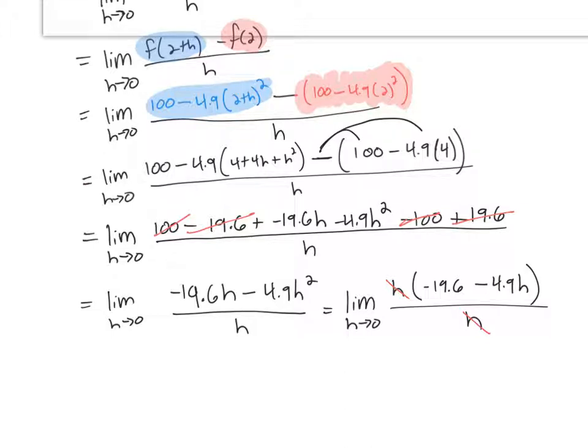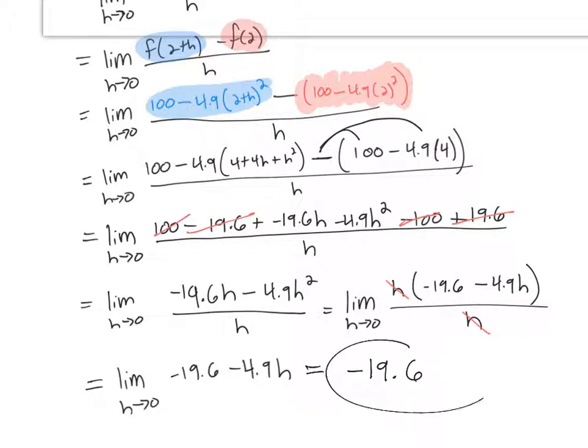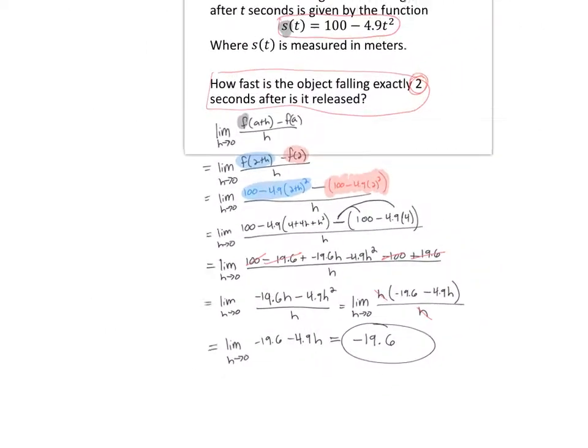And I'm left with, I'll just rewrite it one more time. Some people may not need to rewrite it this many times. The limit as h approaches 0 of negative 19.6 minus 4.9h. As h gets closer and closer to 0, this gets closer and closer to 0, which cancels all of this out, but this is left unaffected. So when I evaluate this function, it is negative 19.6. What does this 19.6 mean in the context of this problem?